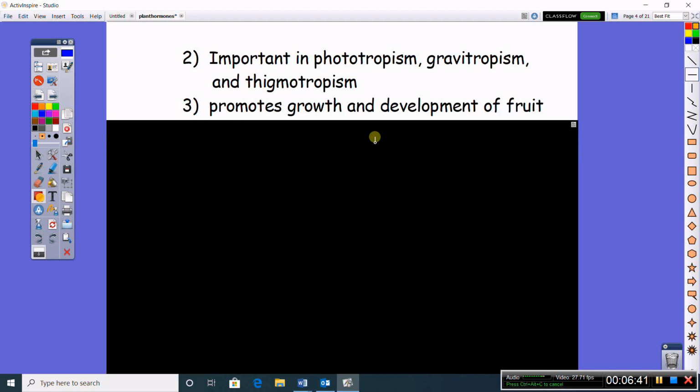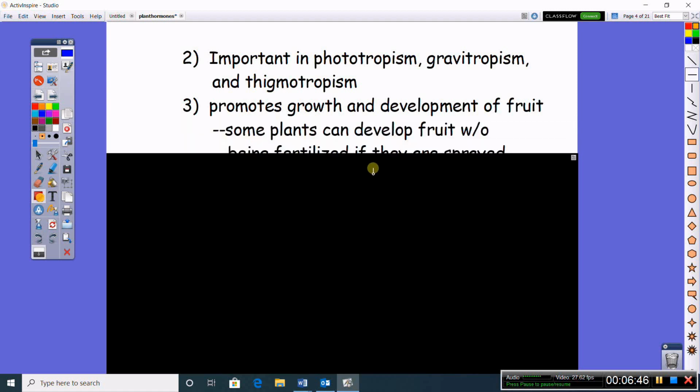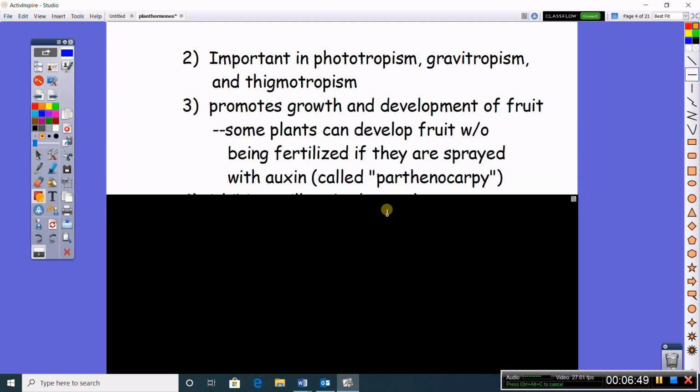All right, one thing that auxin also helps do is to promote the growth and the development of fruit. So what does that mean? Well, a couple things. There's some plants that can develop fruit without being fertilized if they are sprayed with auxins. And that's something called parthenocarpy. Like maybe you've heard of parthenogenesis, which is where there's certain species of animals where the females can have babies even without fertilization from a male. That's called parthenogenesis. So apparently there's certain types of fruit that can develop even without fertilization if they're sprayed with auxin.